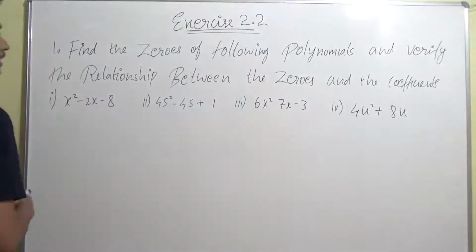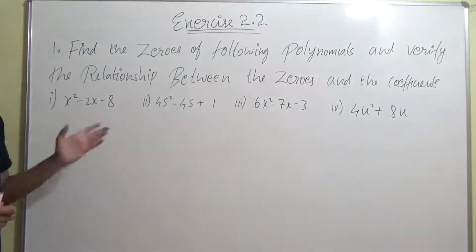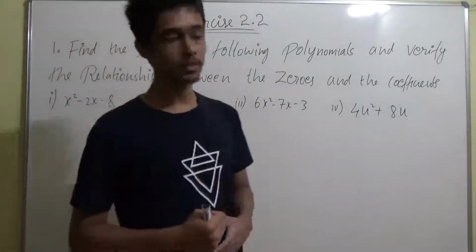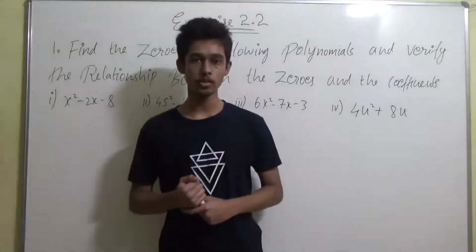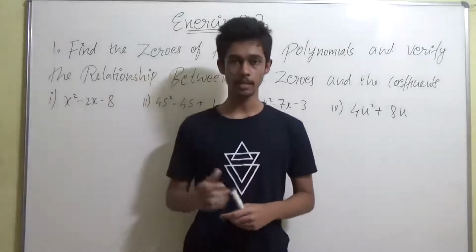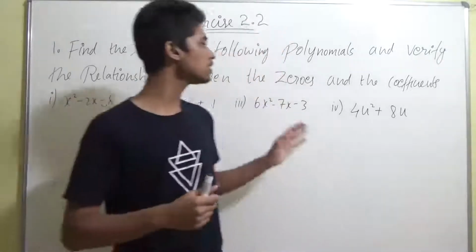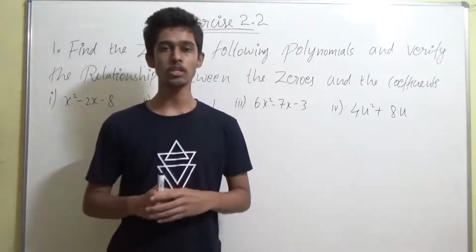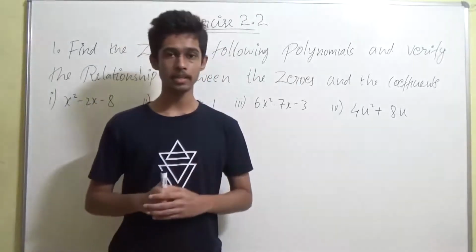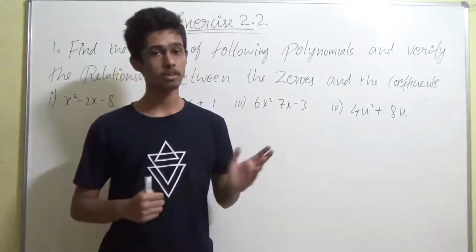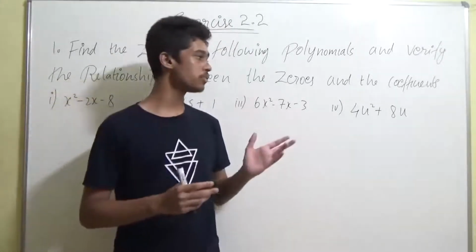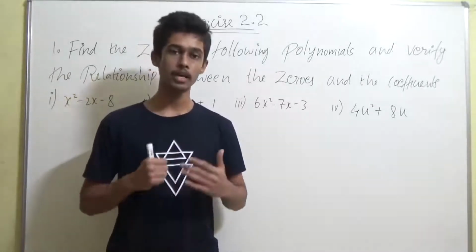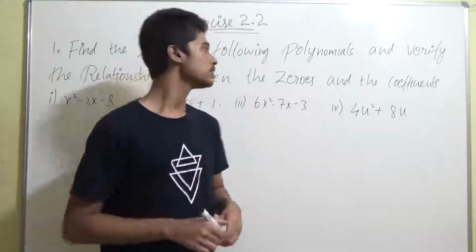So the first question says, find the zeros of the following polynomial and verify the relationship between the zeros and the coefficients. So, you know to find the zeros of the polynomial, right? By splitting the middle term. Here all the polynomials given are quadratic polynomials. So to find their zeros, you are going to use the method of splitting the middle term, and then you are going to find the zeros of the given polynomials. And then you have to just verify whether alpha plus beta equals minus b by a and alpha into beta equals c by a.